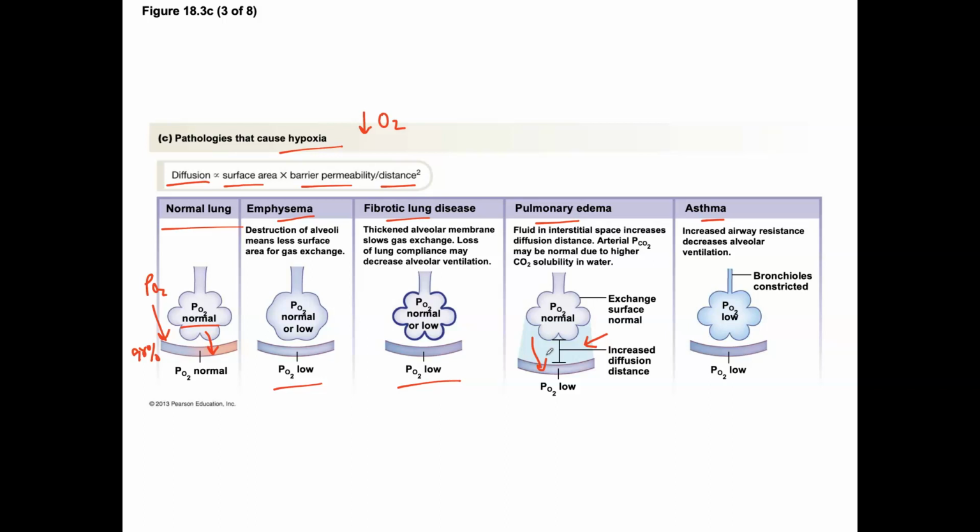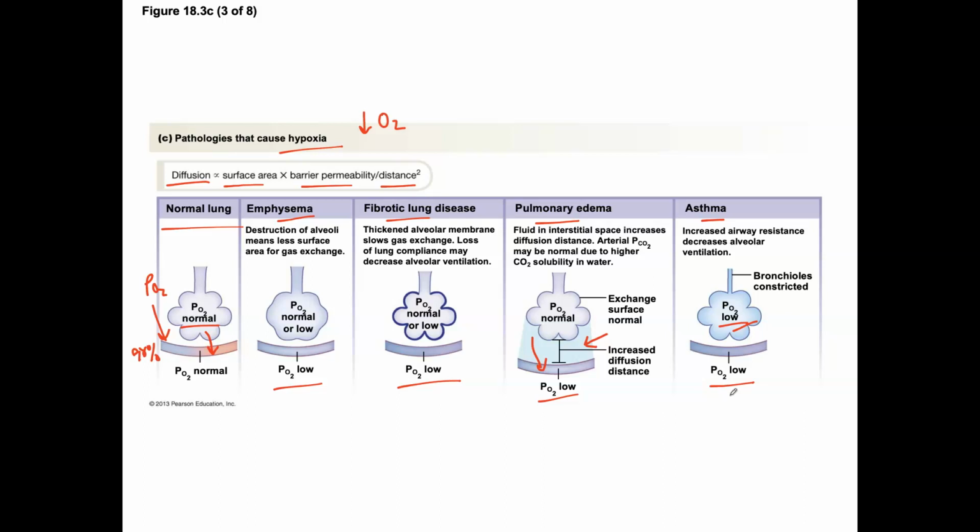And then in asthma, we see that increased airway resistance decreases the amount of oxygen reaching the alveoli, which thus is going to, again, affect how much oxygen gets into the circulatory system. So all of these different conditions lead to hypoxia in the cardiovascular system, and that's going to affect the function of cells, tissues, and organs within the body.